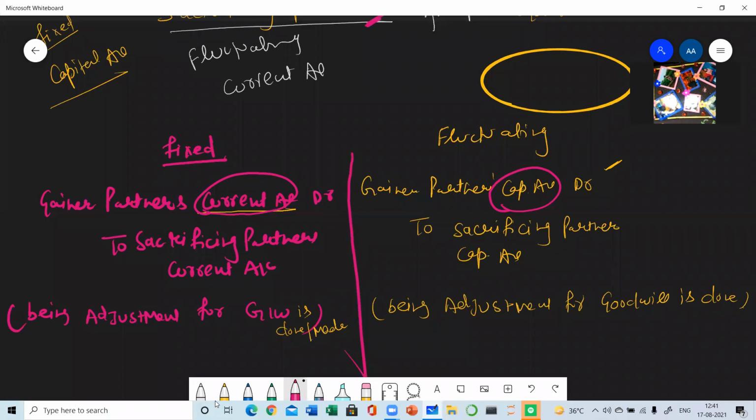And the logic behind this entry I have already explained to you. As the gainer partner will be getting more share in the future, why will he be getting it? As the sacrificing partner has sacrificed his share. So in return for the sacrifice made by him, he will be getting some amount from the gainer partner in the form of goodwill. So the gainer partner is compensating the sacrificing partner.